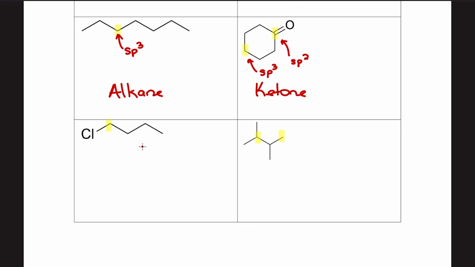The last two problems, I see this chlorine, the halogen. I instantly know that it's an alkyl halide. And one of the requirements actually is that it's connected to an sp3 hybridized carbon, which is actually our highlighted carbon. And so this is sp3 hybridized.